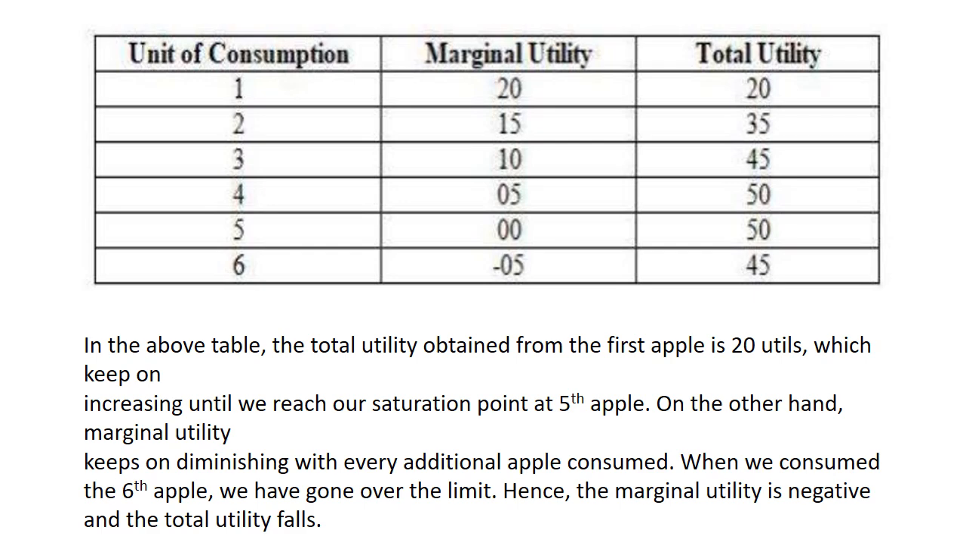Now in the above table, the total utility obtained from the first apple is 20 utils, and it goes on increasing until we reach satisfaction at the fifth level. On the other hand, marginal utility keeps on diminishing with every additional apple consumed, and when we consume the sixth apple, we have gone over the limit, and the marginal utility is negative and the total utility falls.